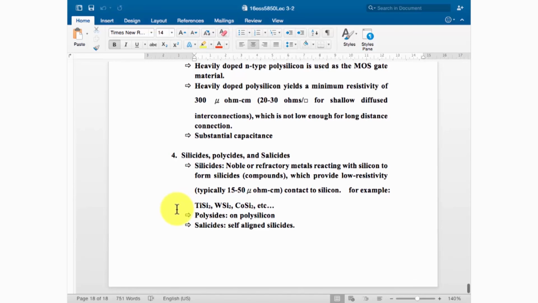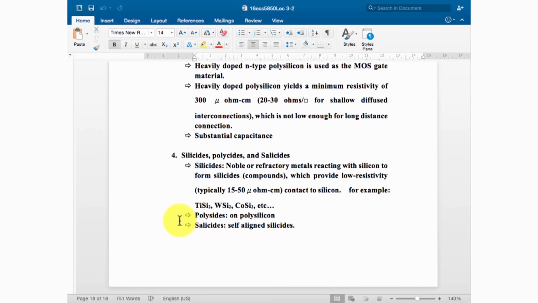And the polycide means similar things to silicide, but it's forming on the polysilicon, on top of polysilicon. And the silicides are self-aligned silicides. That means we have no mask. We have only the gate electrodes as a mask. So using that as a mask, we deposit those noble metals onto the rest of the area. So the rest of the area will form what we call self-aligned silicides.